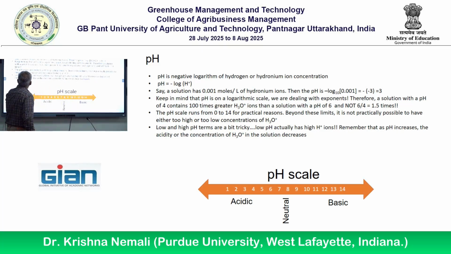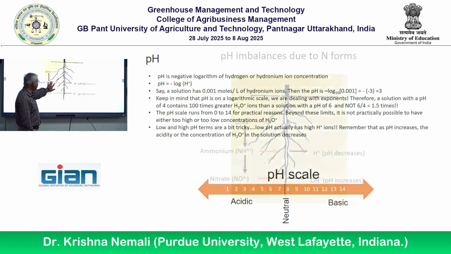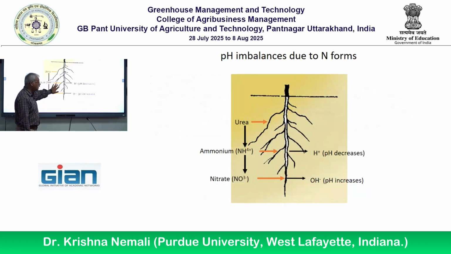Let's see if I've forgotten anything here. I think I covered all of that. Let's go and really talk about pH, because now you see this graph, this picture I've shown you before, right? Urea, ammonium nitrate, it can be taken up by plants, it can be interconverted. Now I'm using that same graph.